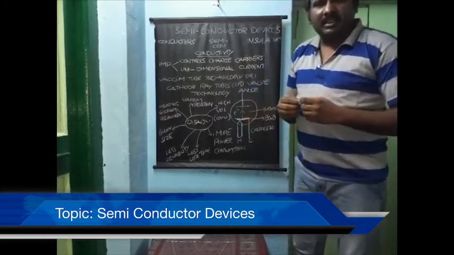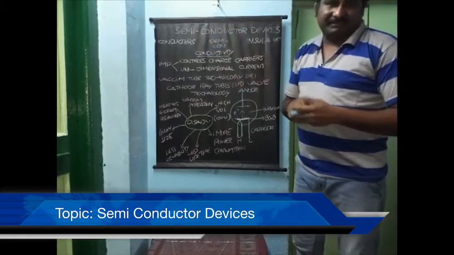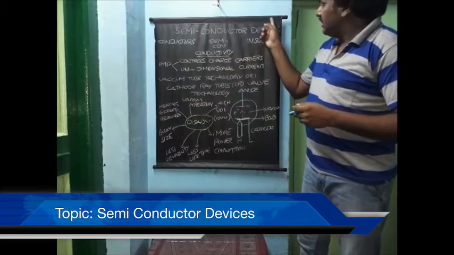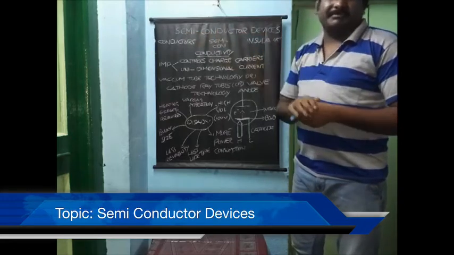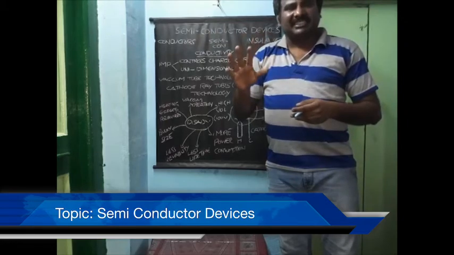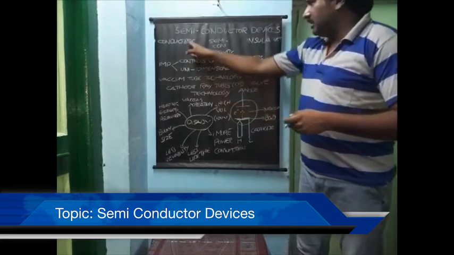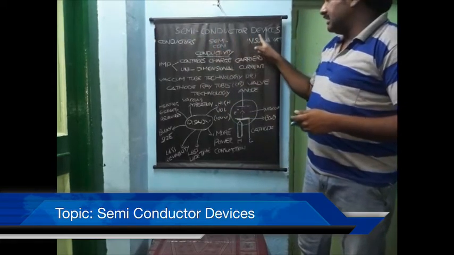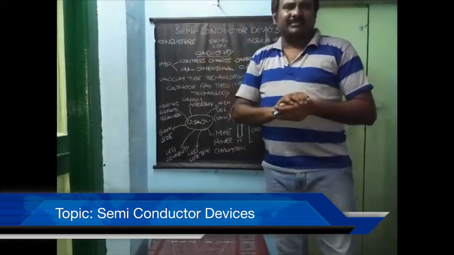Today our topic is semiconductor devices. Semiconductor devices means devices which depend on semiconductors. Generally, all the substances are mainly divided into three types. They are conductors, semiconductors, and insulators. We know about conductors.